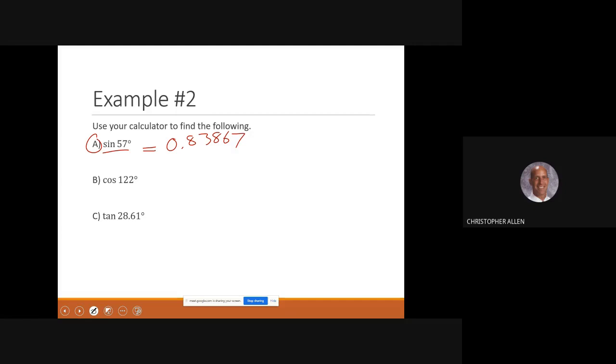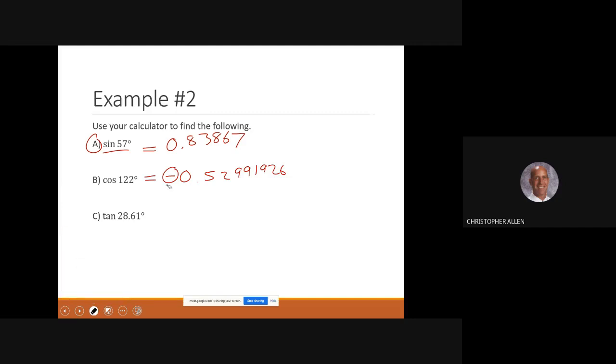The cosine of 122. Well, the cosine of 122 is negative 0.52991926. Now you might think, Mr. Allen, how is that even possible? How is that possible to have a negative there?